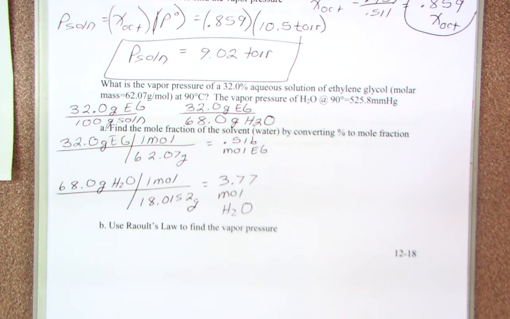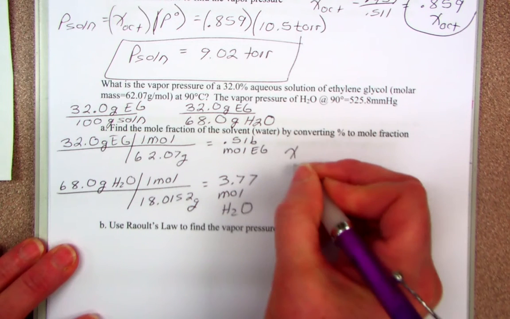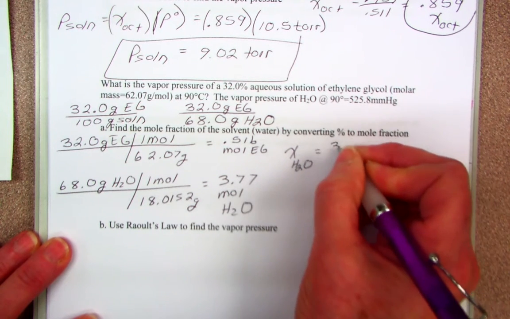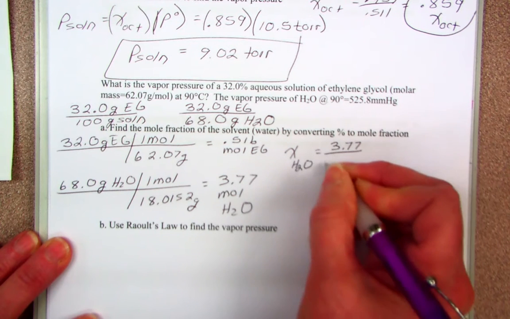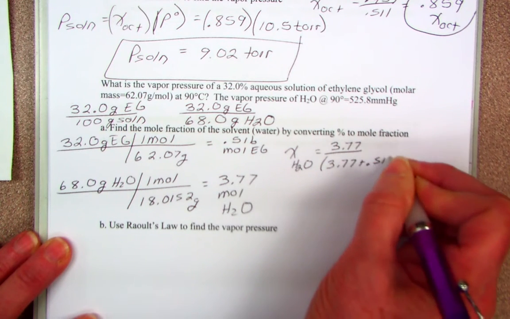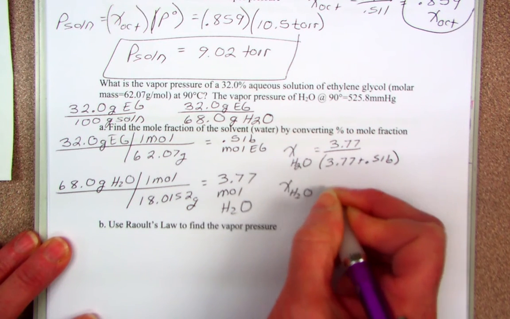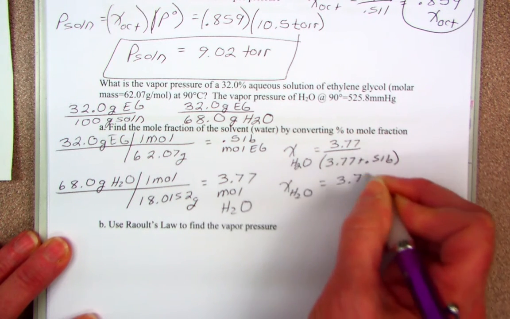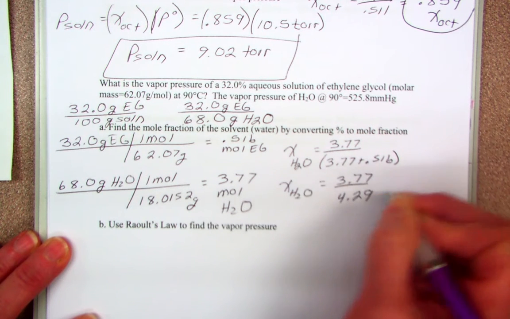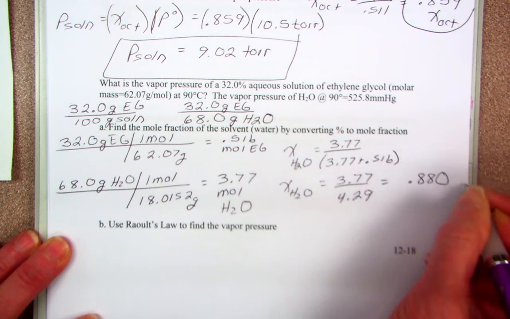Now I want to find the mole fraction. If I know the moles of each, I can calculate mole fraction. The mole fraction of water is equal to the moles of water, 3.77, divided by the total, 3.77 plus 0.516 moles. So the mole fraction of water is 3.77 moles divided by 4.29 moles total, and that is equal to 0.880.